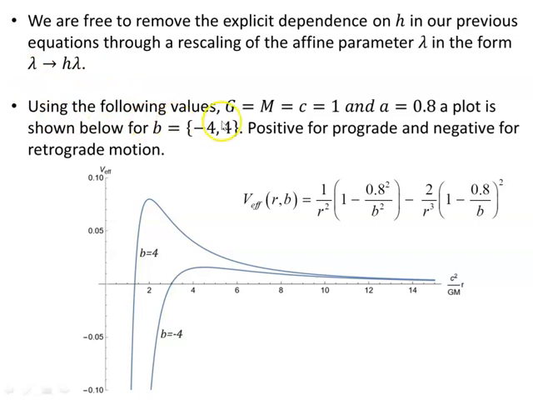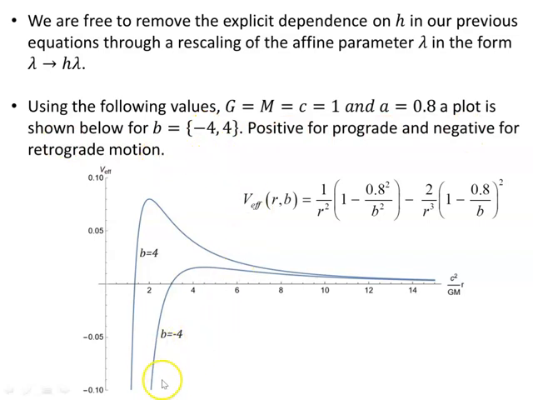Now using the following values: G, the gravitational constant, the mass of the black hole, and the speed of light set to 1, and the dimensionless spin parameter, which I haven't labeled as such, but that's what it really is, 0.8. A plot is shown below for b equals -4 and +4. Now, +4 means prograde, the particle is rotating in the same direction as the spin of the black hole. -4 means it's rotating with 4 units of angular momentum per unit of mass in the negative direction, or counter rotating with respect to the black hole. So positive for prograde, negative for retrograde motion.